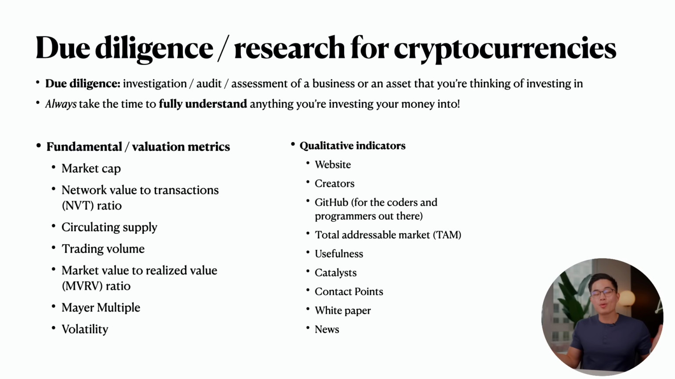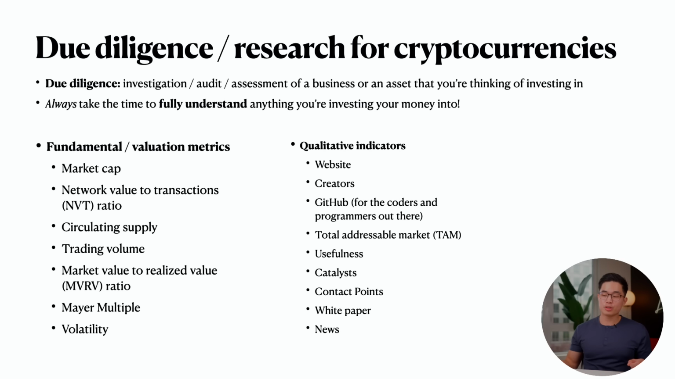Okay, so now that we've gone through all the walkthroughs of these platforms you can use to invest in cryptocurrencies, let's talk about doing your own due diligence and how to actually research crypto. What due diligence means is basically you want to investigate, audit, and assess any business or any asset you're thinking about investing in. You absolutely want to take the time to fully understand anything you're putting your money into, because if you don't understand, you're really at a big disadvantage.